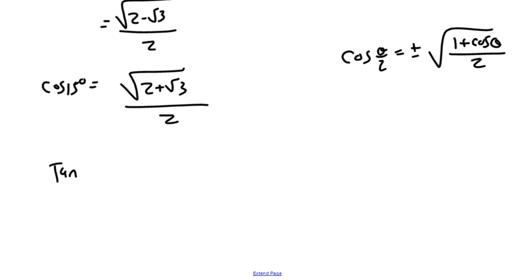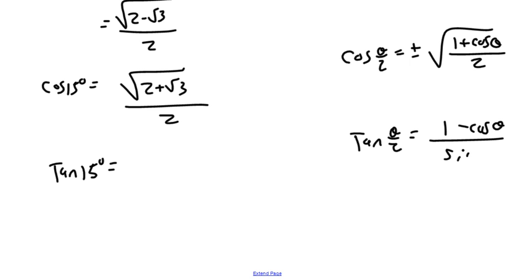Lastly, let's do the tangent of 15 degrees. And this formula is different than the other ones. So let me write it over here. Tangent of theta over 2 is 1 minus the cosine of theta all over sine of theta. Okay? So let's do it then. 1 minus the cosine of 30 degrees all over the sine of 30 degrees.